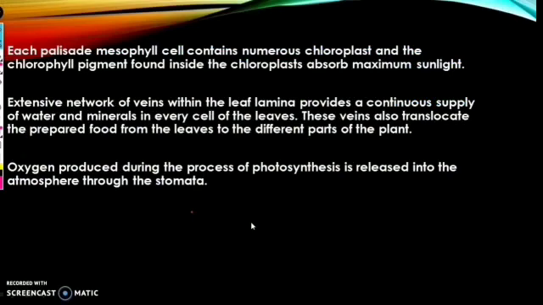Children, next is each palisade mesophyll cell contains numerous chloroplasts, and due to the chloroplast only, which contains the chlorophyll, it is possible for the leaves to get their fuel to do photosynthesis. What is their fuel? The solar energy. So the more the number of chloroplasts, the more will be the absorption of solar energy and the more will be the rate of photosynthesis.